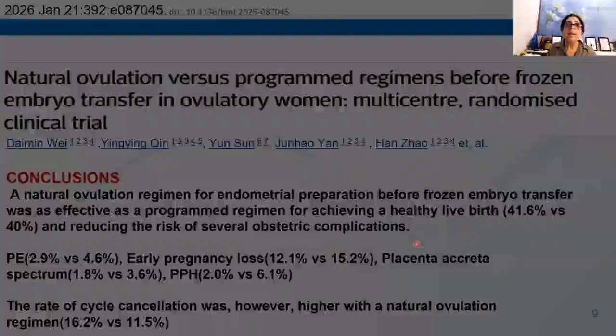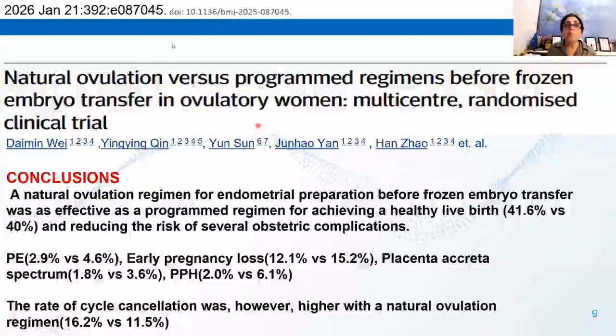Then the other RCT, which has just been published in January 2026, has been powered to see for the complications in pregnancy when we are using a natural ovulation cycle versus a programmed regime. And what did they conclude? Natural ovulation regime for endometrial preparation, whether it was a natural cycle or a modified natural cycle, was as effective as a programmed regime for achieving a healthy live birth.